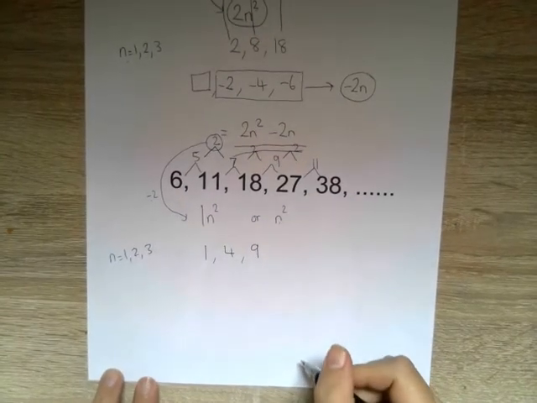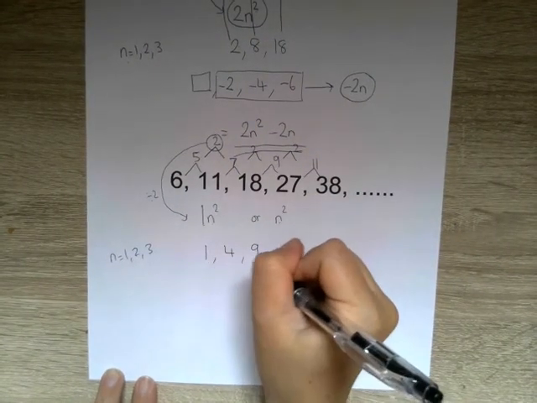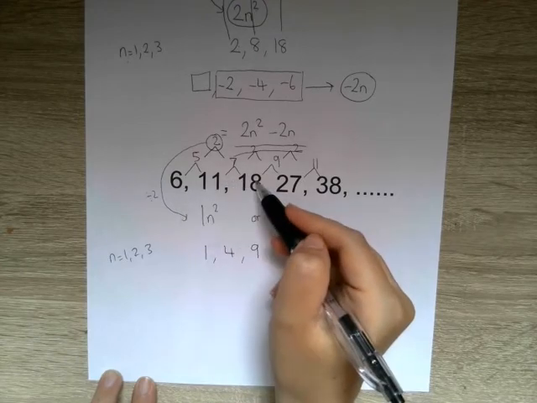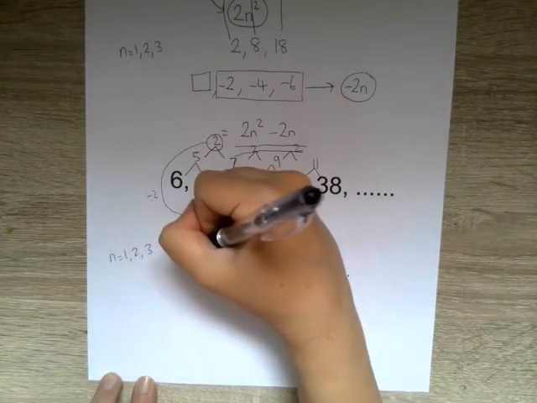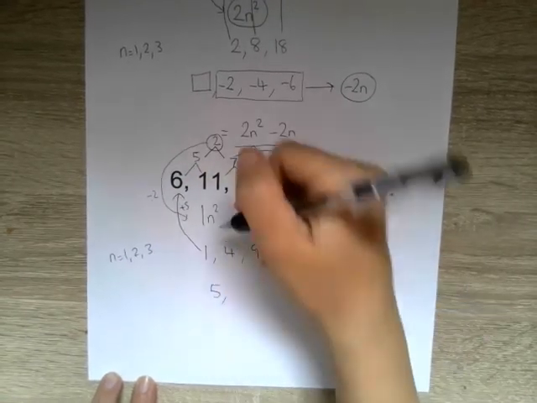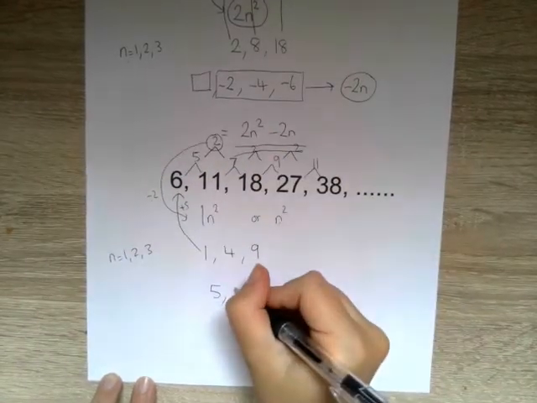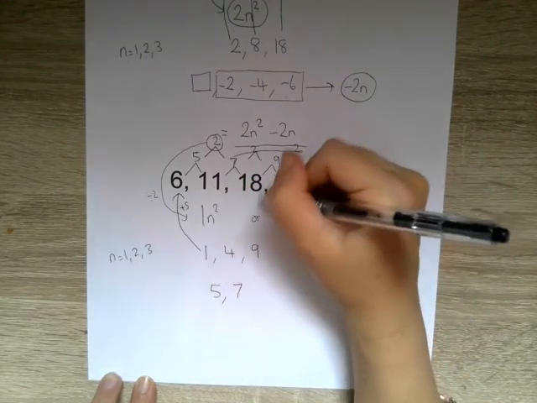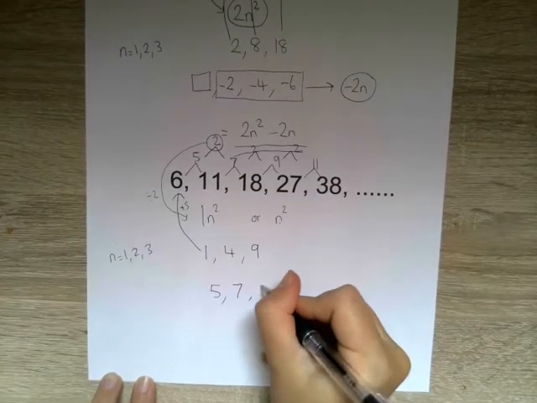So after that we need to say, well, this is what we've got so far, but we don't want this one, we want 6, 11, 18. So how are we going to get that? Well, to get from 1 to 6, I would need to add 5. 4 to 11, I would need to add 7, and 9 to 18, I would have to add on 9.